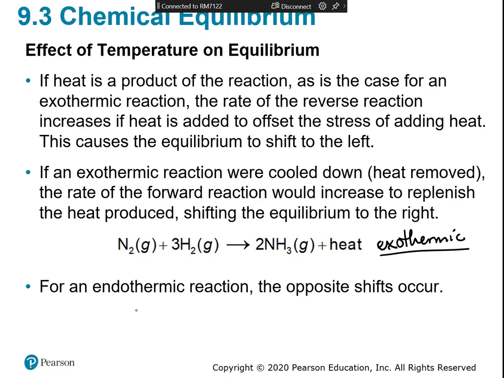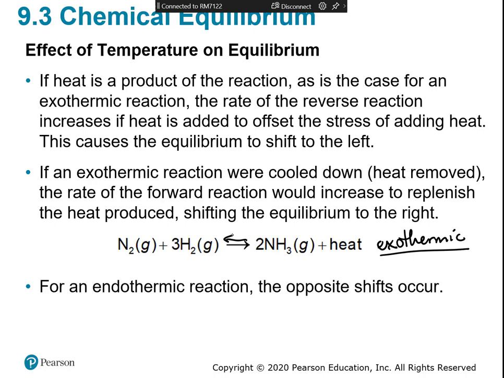If heat is a product, you just treat it exactly the same. So which direction would it shift if I added heat to this reaction? And this arrow should go both directions. To the left. It's just like I'm adding product. If I added heat, it's the same as adding product because heat's on the product side. So the reaction would shift to the left, shifting away from whatever I added.